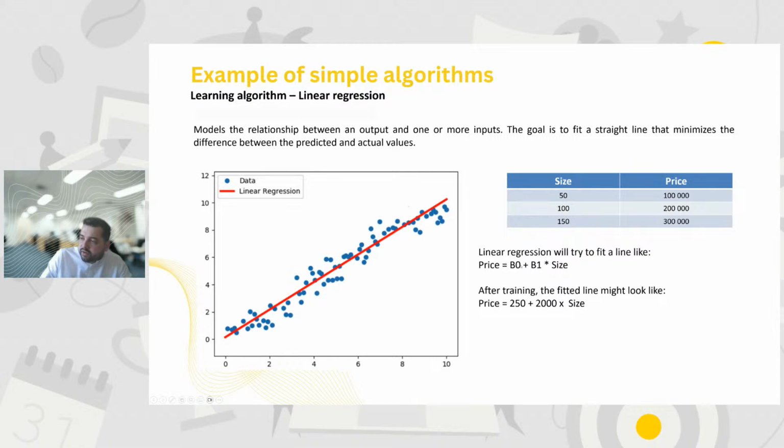We will discover B0 and B1, training our AI with old data. And then we have this formula that will allow me, having the size, to get the price, or having the price, to get the size. And this formula will help us to predict what value is expected, considering the data that I'm receiving here. So this is another example of an algorithm.